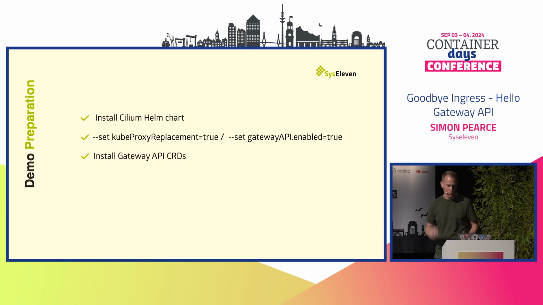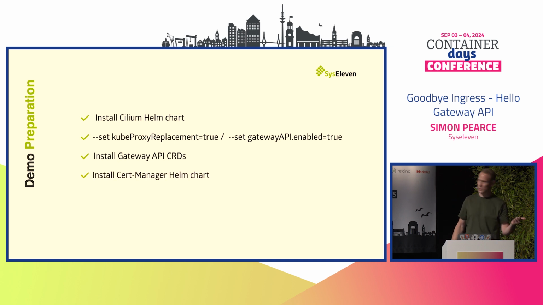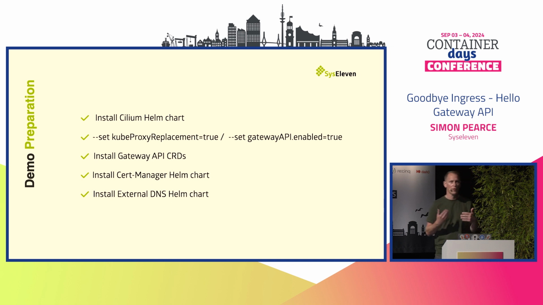Then there is a manual step at the moment. I'm sure this will change very soon. You need to install the Gateway API CRDs. This is all explained either on the Gateway API page, or you can find information in the Cilium docs on how to do this. I also installed the Cert Manager Helm chart so we can get a TLS certificate. And I installed external DNS to ensure that the domain we'll be using in the demo gets added to Route 53, so we can get DNS resolution.